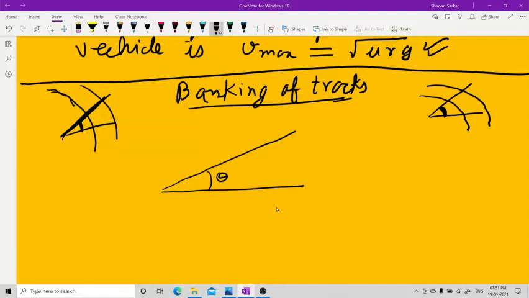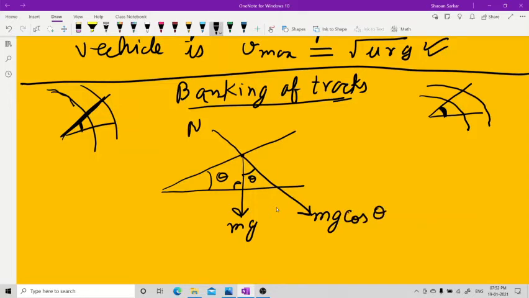Now see, my body is here. It is mg. This is now in this direction. This has to be theta. I have told you a number of times. This is N. Now this is mg, and this is now your mg cos theta, of course. Now this side is your, wait a minute. Let me draw the picture clearly. The whole thing went off. No problem. This way.